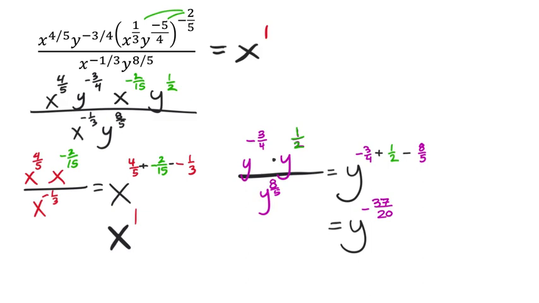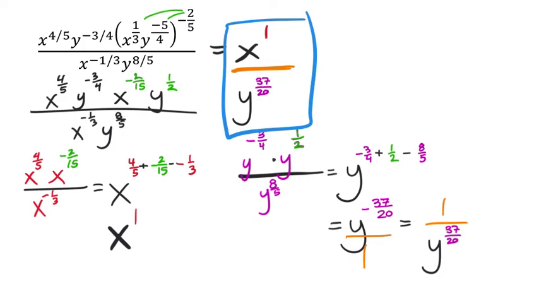I don't want the negative. We don't want any negative exponents in the answer, so you'll probably benefit from making this a fraction. The reason is that by flipping the fraction, the exponent becomes positive. So now it's 1 over y to the power of 37/20. I don't really need the 1 in the numerator, so I can just put y to the power of 37/20 in the denominator there. And that's it. I'm going to keep the x to the power of 1. I don't know why. I just am.